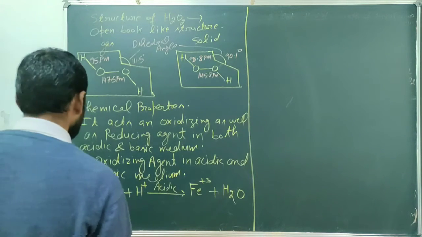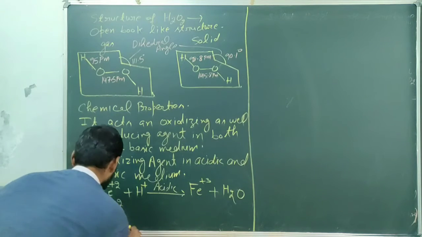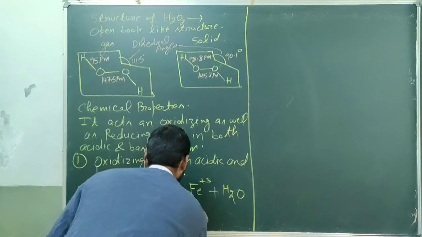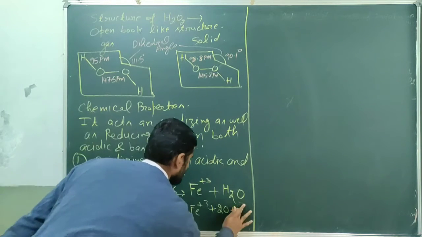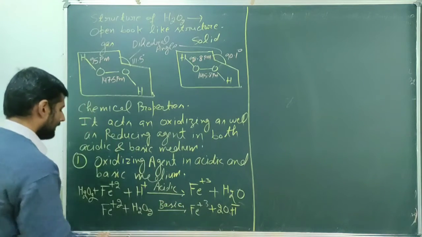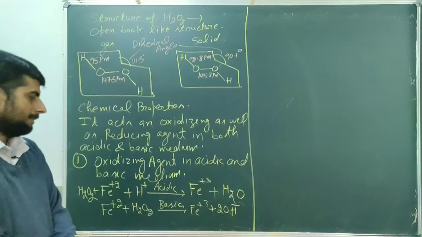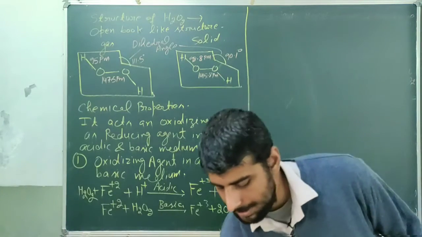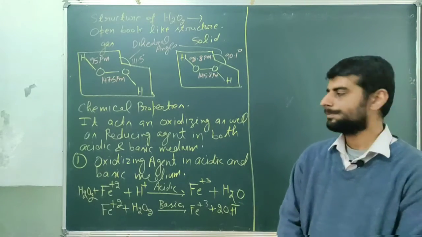Another example, in basic medium. When Fe+2 reacts with H2O2 in basic medium, it is converted into Fe+3 and 2OH-. 2OH- shows it is a basic medium. So we change the medium, and again Fe+2 is converted to Fe+3, that is of basic medium. One or two more reactions are given in NCERT, but I have chosen the simple one, so you can easily understand how it acts in acidic or basic medium.